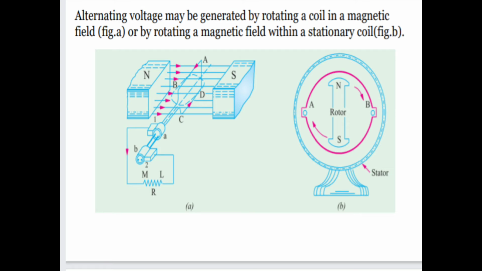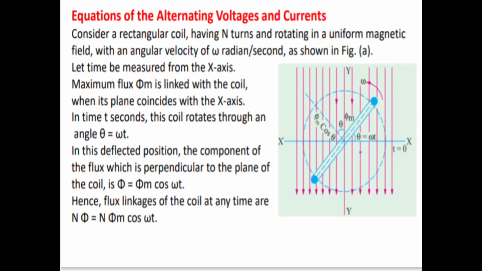Here see the two conditions. Alternating voltage may be generated by rotating a coil in a magnetic field or by rotating a magnetic field within a stationary coil. We saw this in the last video. So today we see a brief explanation of the equation of alternating voltage and current. So now we start.